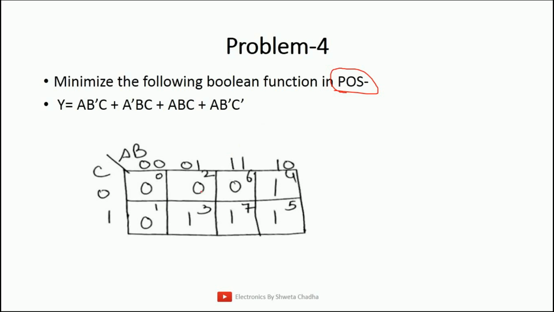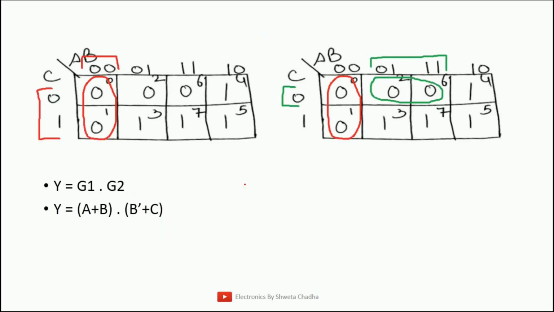We can't have a group of 8. We also can't have a group of 4. Grouping of 4 is not possible. The last option, group of 2, yes, that is possible. So we can have a group of 2. These are the groups of 2 that we can have like this.